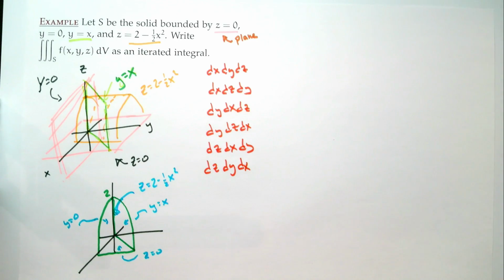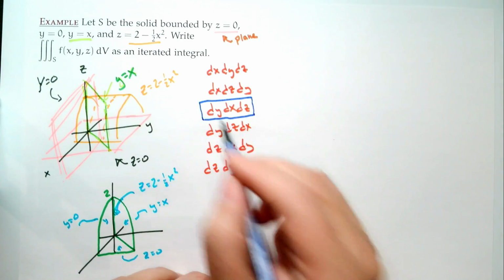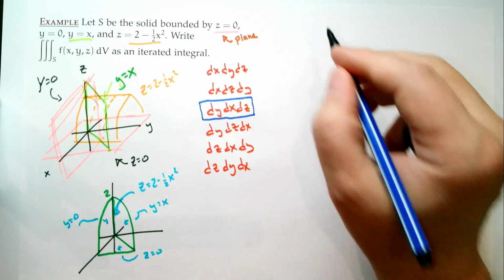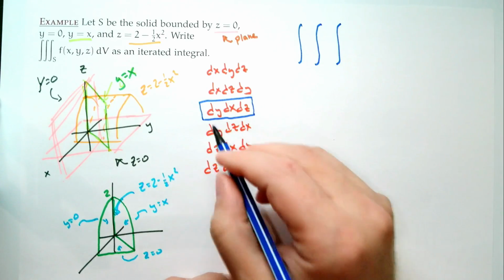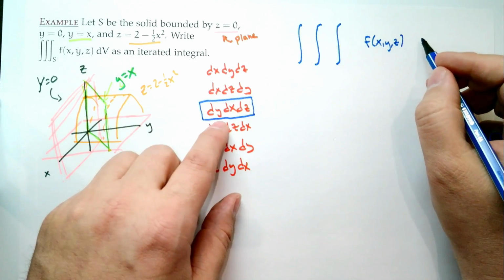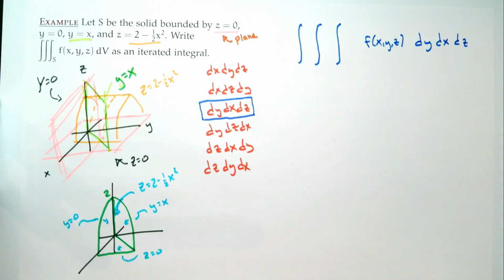dy, dx, dz. It has been chosen. Now, what's the process? We have our shape and we know our surfaces, so we're going to set up our bounds. So what we're going to end up with is a triple integral, because there's 3 variables here. Our function is always going to be the function. That doesn't change. And then we have the order dy, dx, dz. Now, you've chosen a very interesting order, but that's great. We like interesting orders.